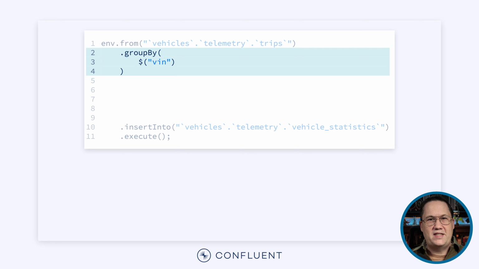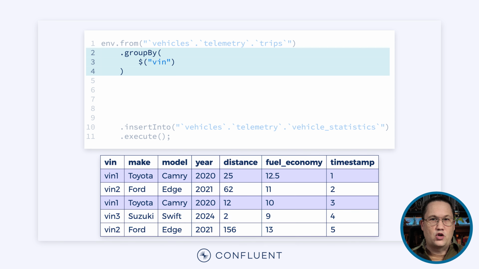Let's take a quick look at one of these operations. The groupBy operator separates the incoming data stream into multiple logical groups based on the criteria provided. In the example shown, it would create a separate group for each vehicle identification number. So trips from VIN1 would go into a single group highlighted in blue. Trips from VIN2 would go into a different group highlighted in yellow. Finally, trips from VIN3 would go into a final group highlighted in green.